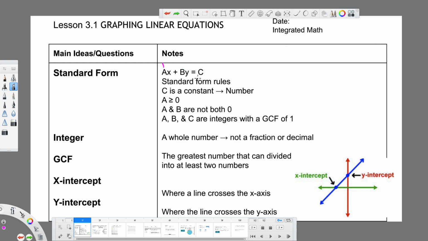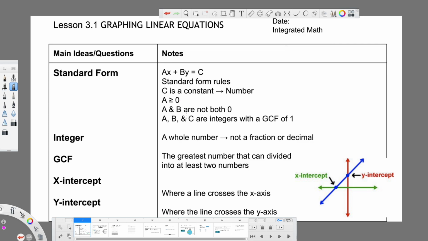Some of the rules that go with this standard form are that c is a constant. It's just a number. A has to be greater than 0. Remember, we've done this before in previous lessons. A cannot be a negative number. So if a ends up being a negative number, we need to fix it, and we do that by simply multiplying everything by -1, and it fixes that problem.